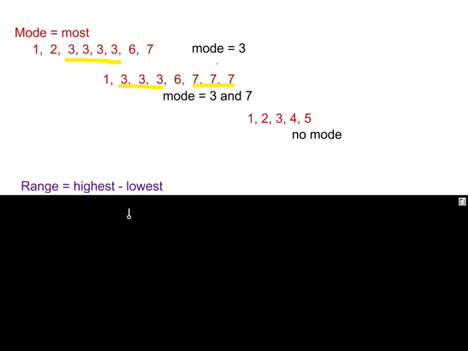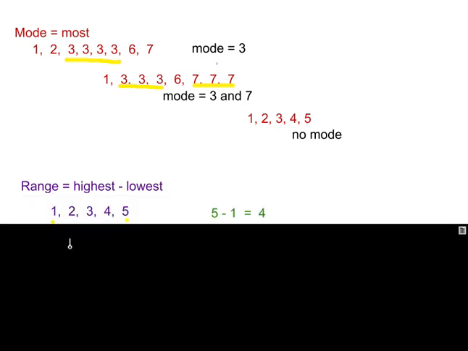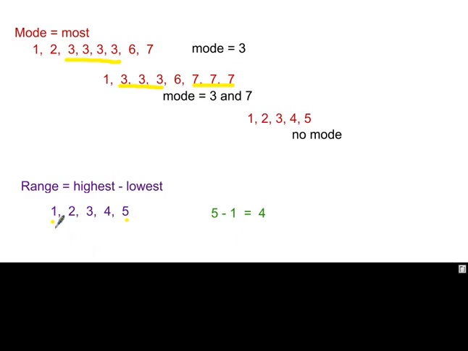Finally, let's talk about range. Range is highest minus lowest number. So if you have 5 numbers here, and the lowest is 1 and the highest is 5, to find the range you would say 5 minus 1 and end up with 4. That's a quick review of mean, median, mode, and range.